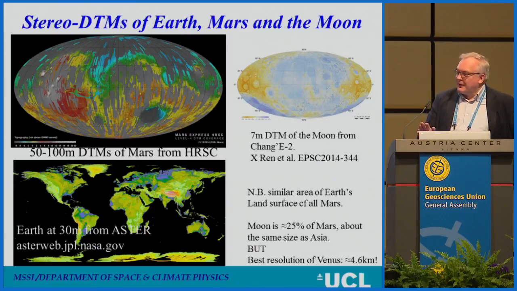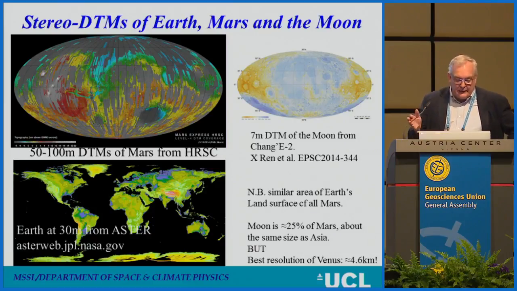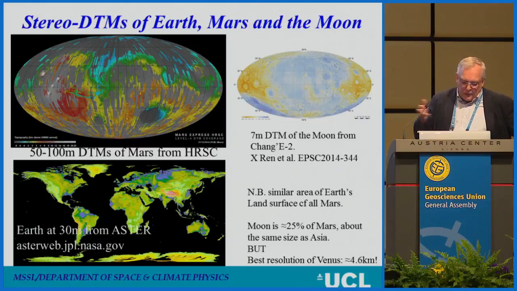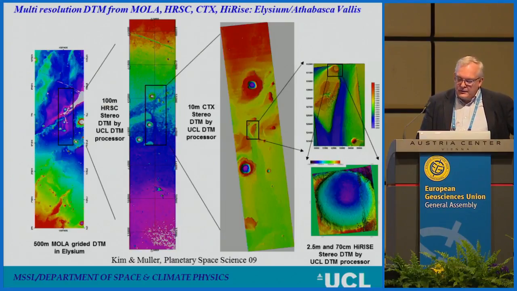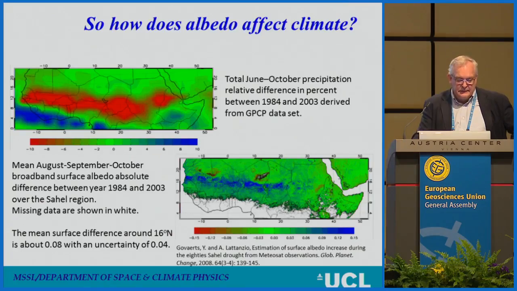We can also do the same thing for other planets. We've been doing it, for example, for Mars. Other groups have been doing it in China for the Moon. We even have a 4.6-kilometer resolution terrain data set. And they're quite small. They're, you know, similar size to the Earth's land surface. And all that data is in the public domain. Multiple resolution is as well. This allows you to get down to 75 centimeters.